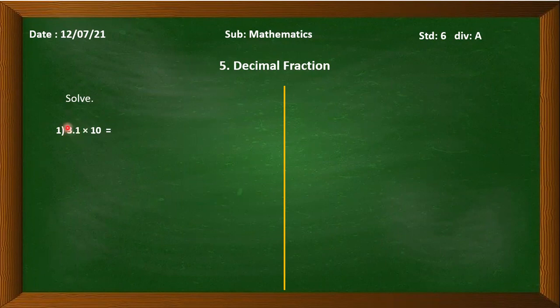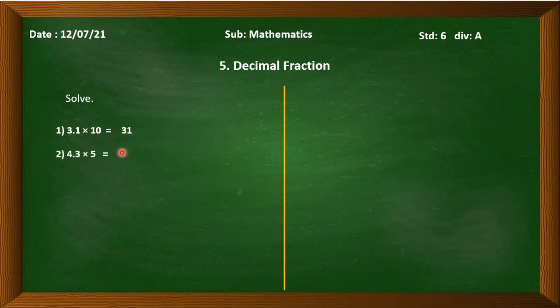After putting the decimal point in 3.1, the only decimal we get is 1. So we put the decimal point before 0. So our answer is 31.0. Right, if we don't write the 0, that is okay within this sum.